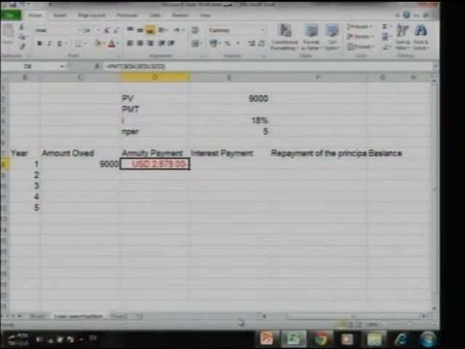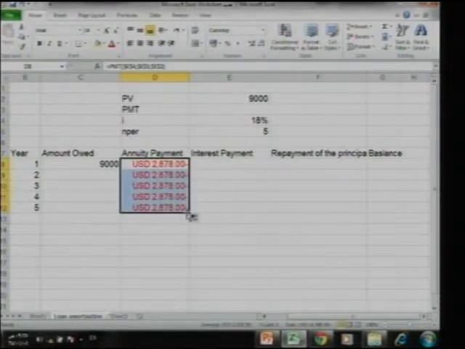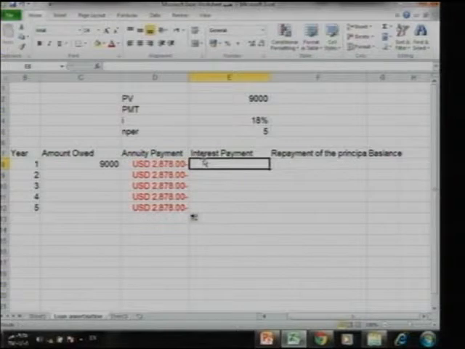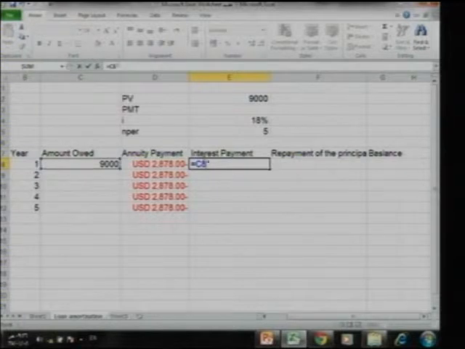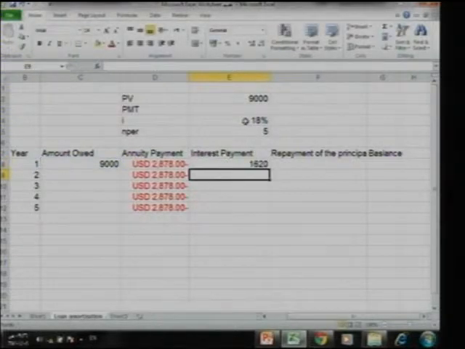Okay? We will pay this. This is regular, so there is no change. We cannot change this because this is regular payments. Now, the interest payments. The interest payment is the $9,000 times 18%. And just fix this, and we have this.